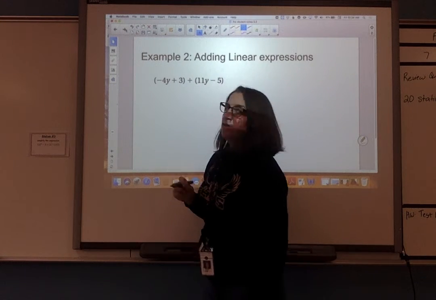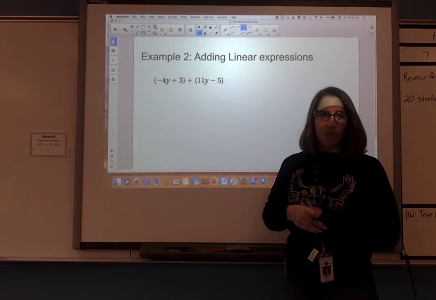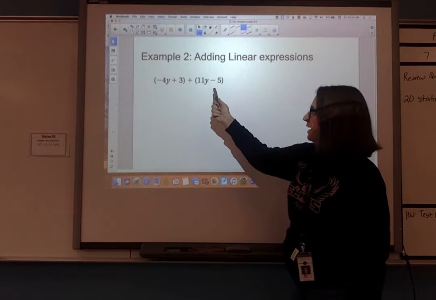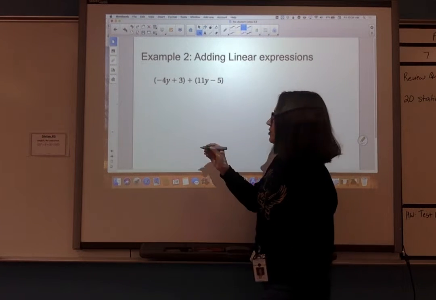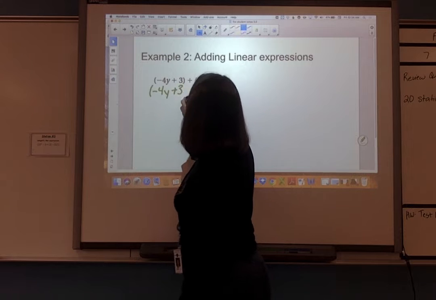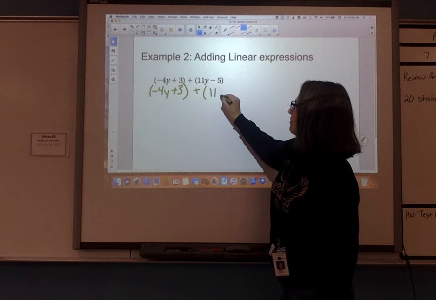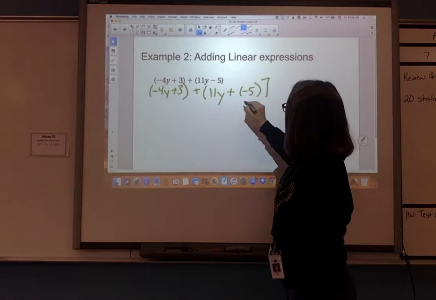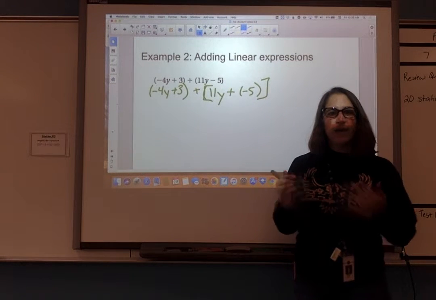Now we're going to try a few without using the modeling, with just using what we know about addition. Okay? So I have two expressions again, and again, one of them has subtraction, so I'm going to rewrite it with all addition. So the first one I'll rewrite exactly as it is, negative 4y plus 3, and then the second one I'm going to rewrite as 11y plus negative 5. I should have put this in brackets there. Here we go. Okay, so now we have all addition.